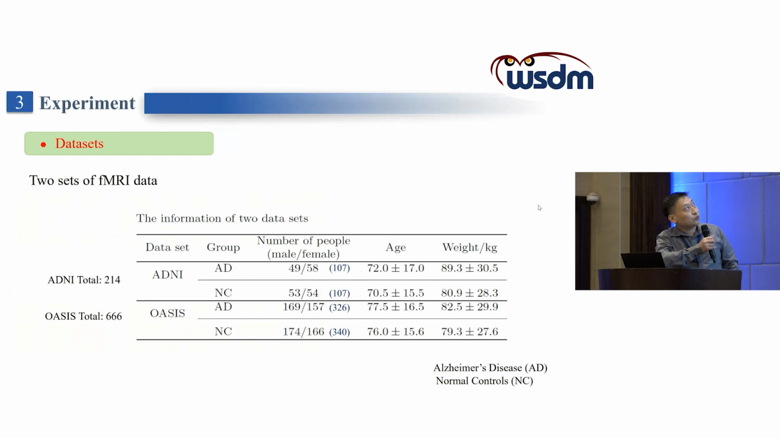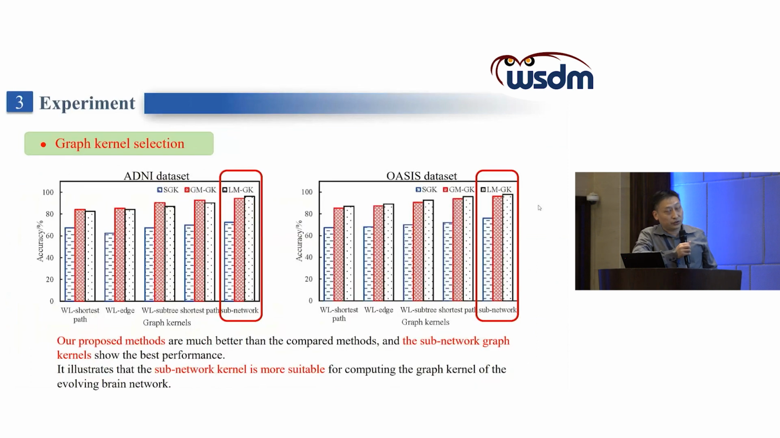Okay, so we have these two sets of MRI data, one is ADNI, the other is OASIS. Roughly speaking, you can see the data is quite balanced. So we use accuracy as the measure rather than precision or recall. In the first graph, we compare the different kernels. We compare our methods together with SGK, which is a static graph kernel. We see that for both GMGK and LMGK, there is a significant improvement over SGK.